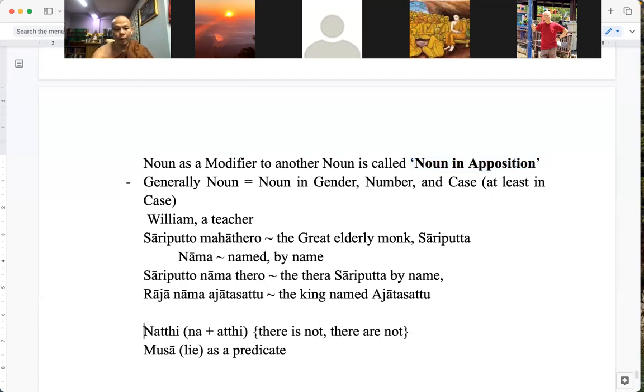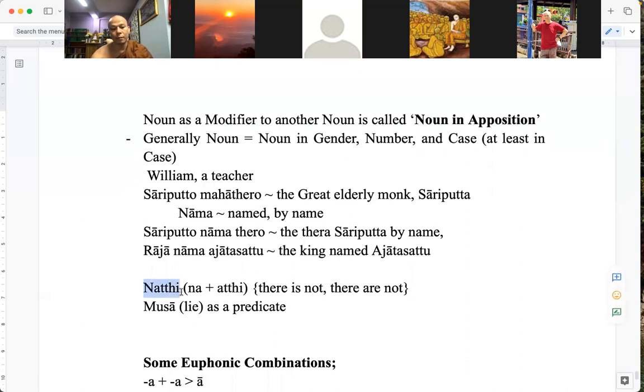And then another piece of information is here, natthi. So natthi is actually a combination of na and atthi. Atthi means there is. Na means no. So there is no. But in Pali, strangely, there are not also, instead of na sandhi, natthi we use. That is why grammarians say that natthi is not a verb form, they say just a particle, because it is used in the sense of there are not.